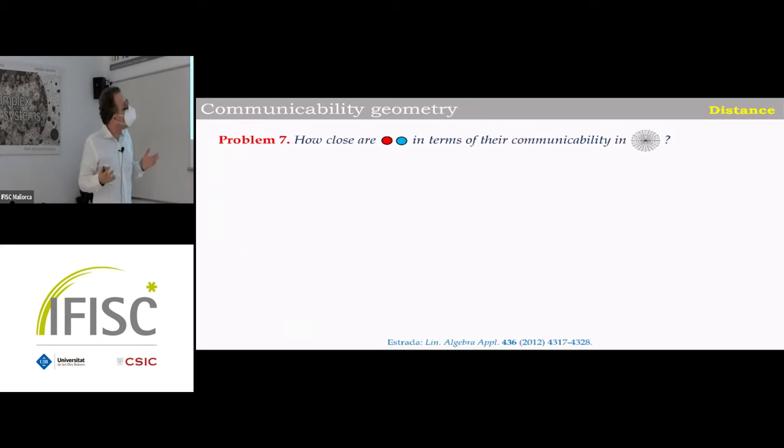But now the point is to ask the question, how close are a particular pair of nodes in the network in terms of the communicability? So when you talk in colloquial language, you say, okay, Manuel and I are very close friends, okay? However, I have a longer distance with my former friend, Fulanito. So you are talking about a metric, a distance in a social network. So a distance, of course, is a proxy of similarity. And then the question here is, can we analyze how close two nodes are in a network in terms of their communicability?